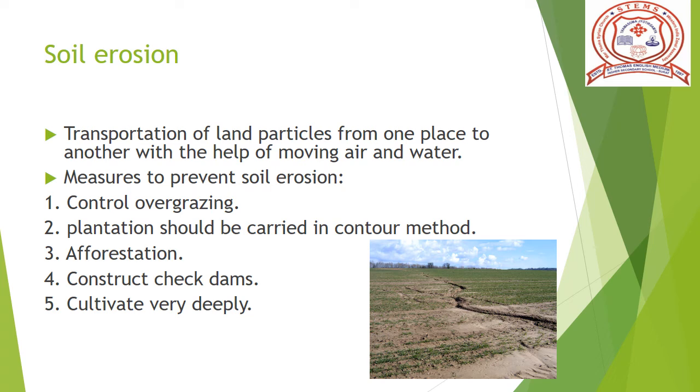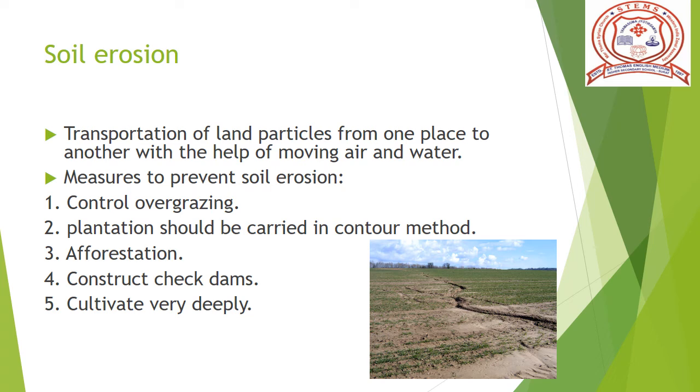Now we will learn about the measures to prevent soil erosion. Control the grazing activity on the land. Plantation should be carried out in sloping regions. Plant trees in fallow land. Construct check dams where there are streams. Cultivate very deeply in the field to reduce the spread of water. Afforestation. These are the different steps taken to prevent soil erosion.